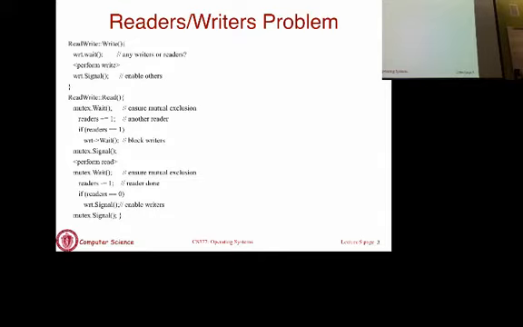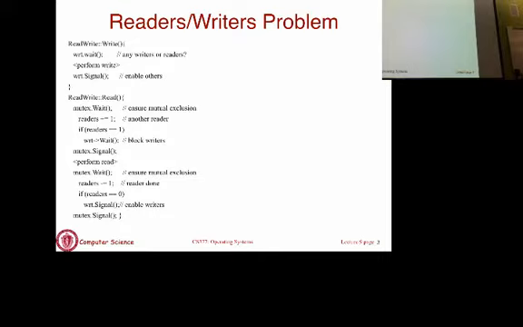Okay, so let's try to analyze a few different scenarios. Let's assume that a writer comes along and is doing a write. Now a reader comes in. So what happens in this case? The writer is basically performing the write. The thread is actually in that function there. Now a reader comes in. Clearly the reader has to be blocked. So the question is, how does that happen?